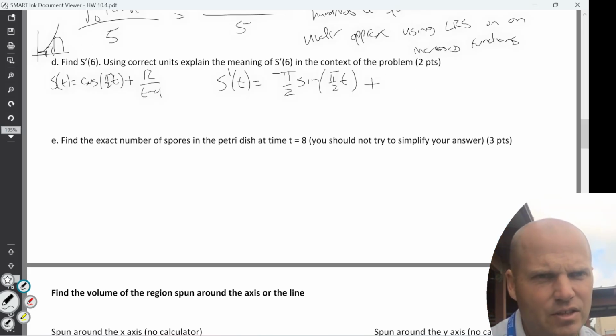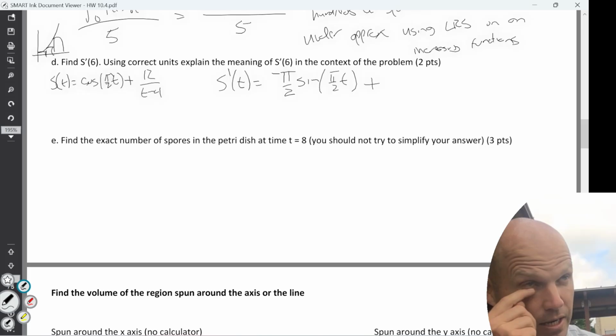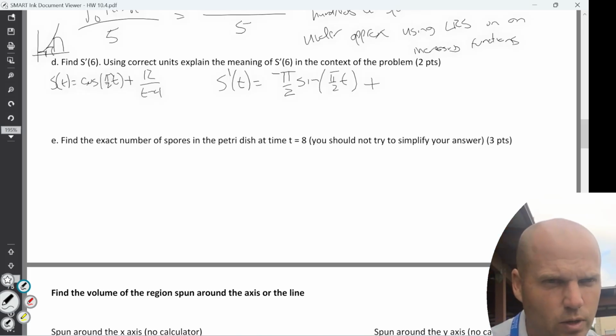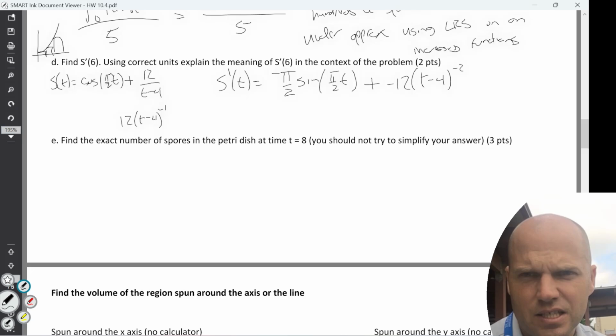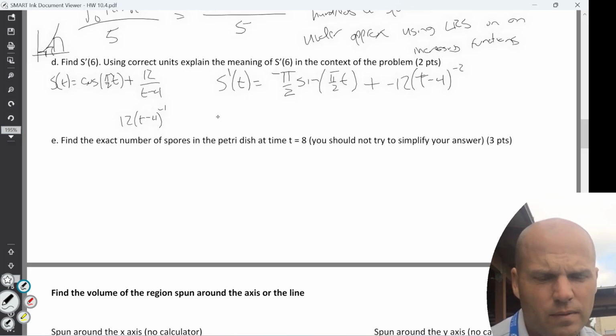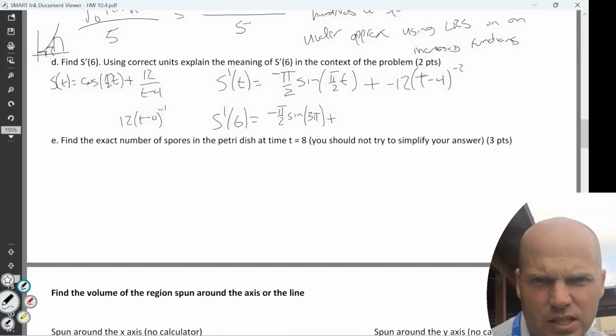And then I got to take the derivative of 12 over t minus 4. You can use the product rule, the quotient rule: derivative of the top times the bottom minus the derivative of the bottom times the top, over the bottom squared. Or you could rewrite this as 12 times (t minus 4) to the negative first. O and I it, you'll have negative 12 times (t minus 4) to the negative second, times 1. Cool. S prime of 6 would equal negative pi over 2 sine of 3 pi plus negative 12 over (6 minus 2) squared. That gives us negative 3.